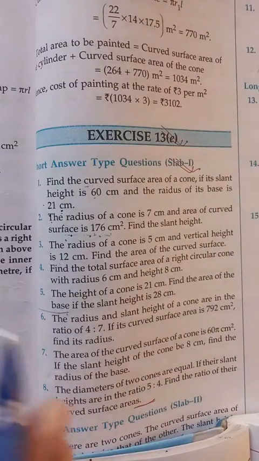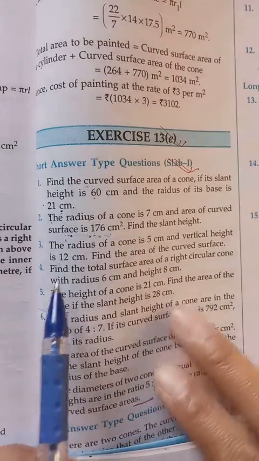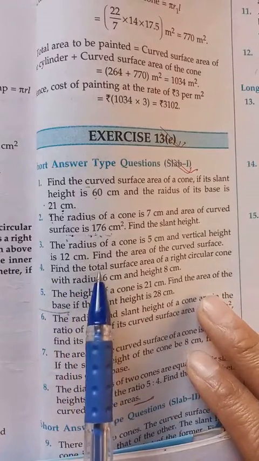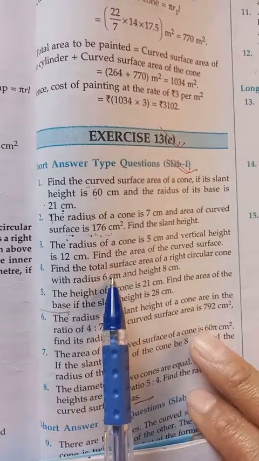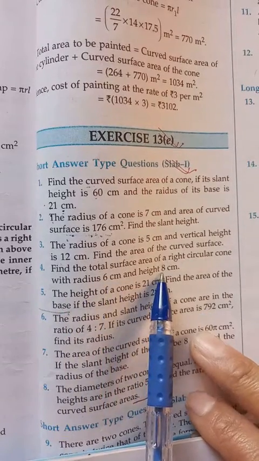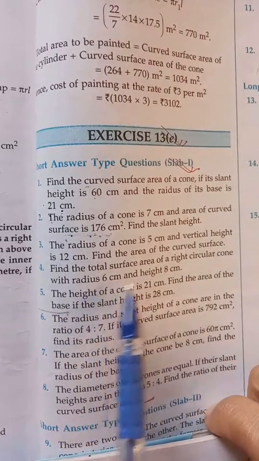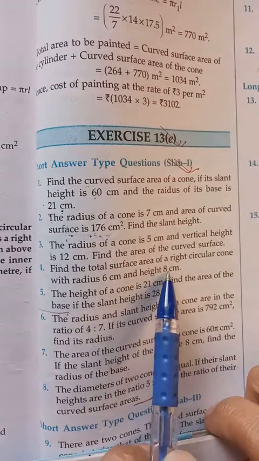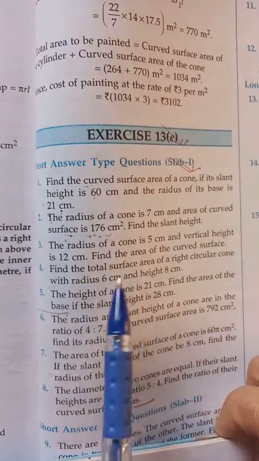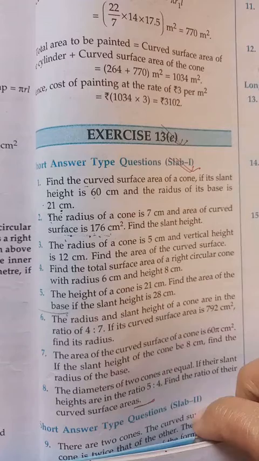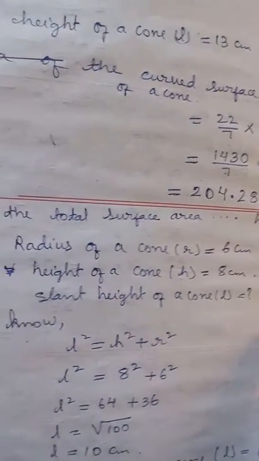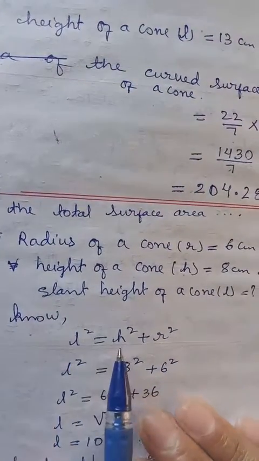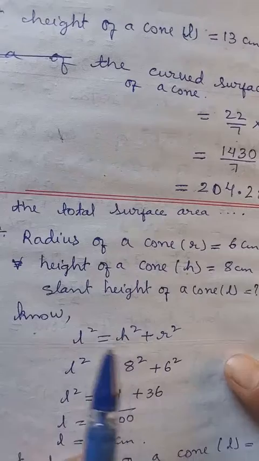Let's move on to the next question. Now we will have to find the total surface area. They give us the radius as 6 cm, and the height, meaning the vertical height, they give us to be 8 cm. To get the surface area, again we need the slant height, so that also we have to find. Again we can use the Pythagoras theorem: L square equals h square plus r square.